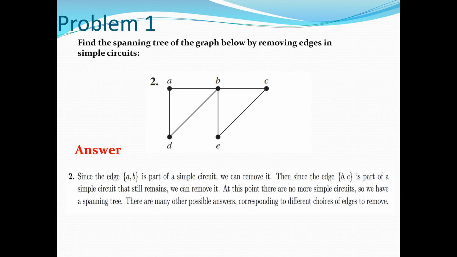So it depends. We remove AB, then since edge BC is also part of a simple circuit, we can remove it. At this point, there are no more simple circuits. Then we have a spanning tree. Because here we have two simple circuits, A, B, D and B, C, E, I just have to remove one edge from each. So I decided to remove AB, and next we decided to remove BC.